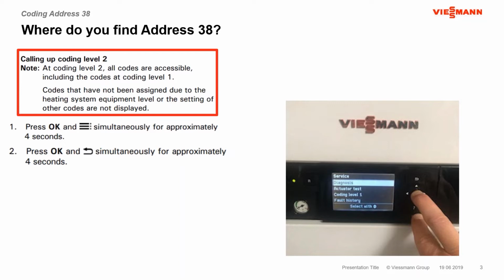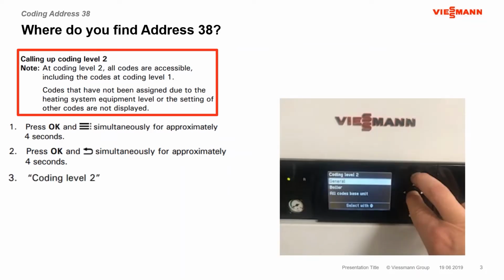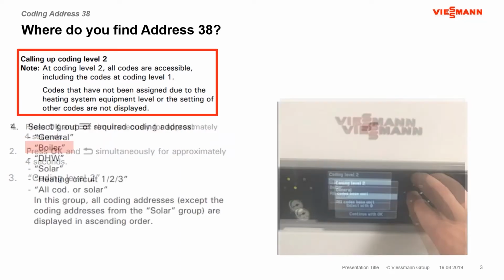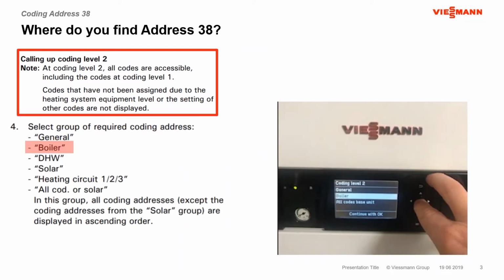So we go from the very bottom of the control to the very top of the control for coding level 2. Hold the OK and the back key down for 4 seconds, and that's going to put you into level 2. You'll see that on the screen, and then you'll have all the different areas that show up, what groups we're looking at.